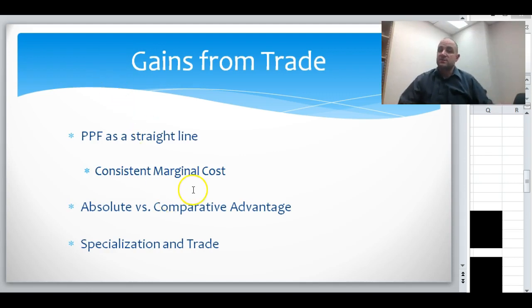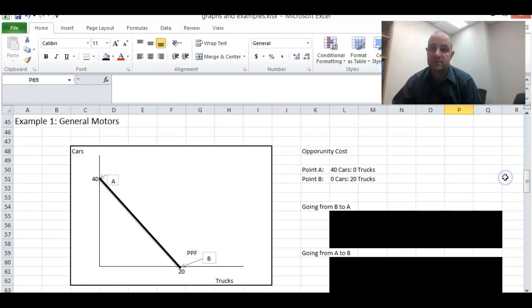Let's take that assumption out for a second, and let's say that the production possibility frontier is a straight line. So as you move between any 2 points, that opportunity cost, what you're giving up, is the same. The first unit of good A is going to cost you the exact same amount as the 100th unit of good A.